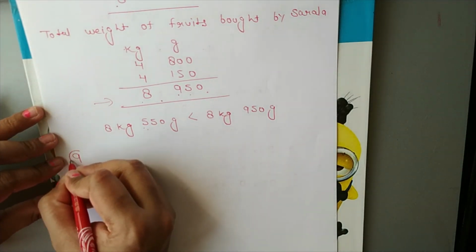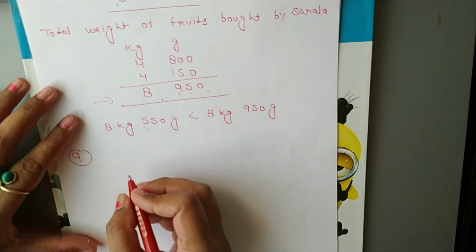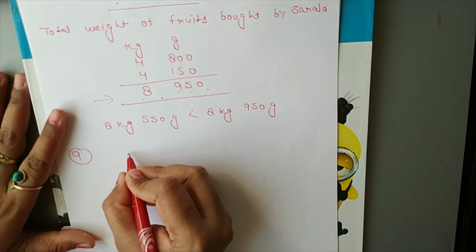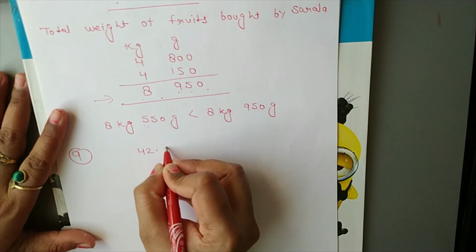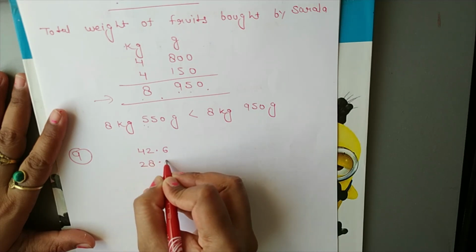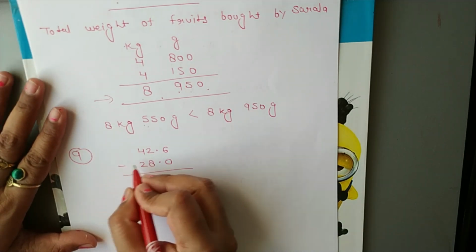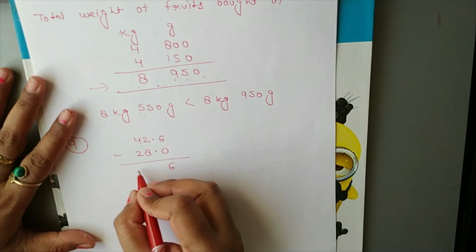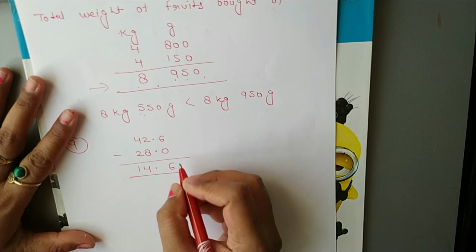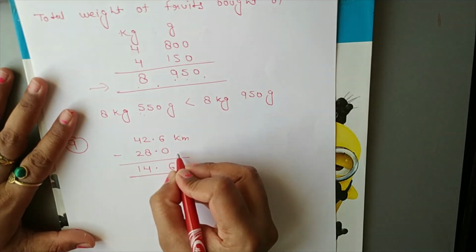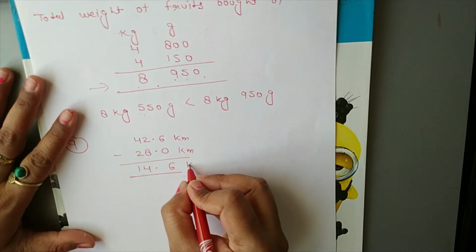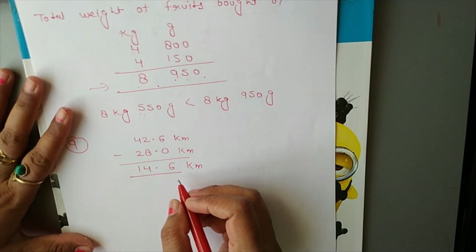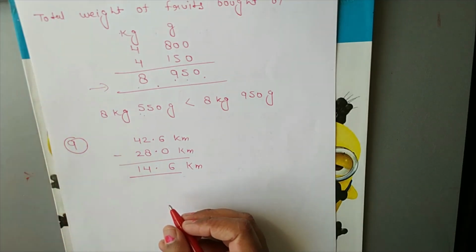Now question number 9. How much less is 28 kilometer than 42.6 kilometer? So we have to find the difference of 42.6 and 28.0. First we have to make them like decimals. Then we subtract, so it will be 14.6 kilometer. So the answer is 14.6 kilometer less is 28 kilometer than 42.6 kilometer.